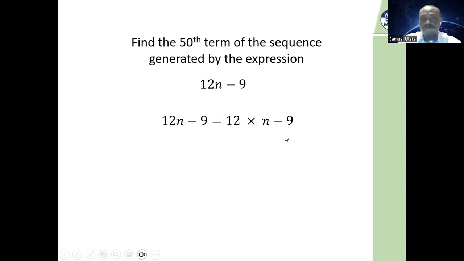If we have an algebraic rule, which is 12n minus 9, all we have to do is to substitute 50, because remember, with the algebraic rule, we can find any term of the sequence by just replacing n with the position of that term. So if we want the 100th term, we'll simply say 12 times 100 minus 9. But this time we want the 50th term, so we'll simply say 12 times 50 minus 9, and that will give us 591. Okay, really interesting.